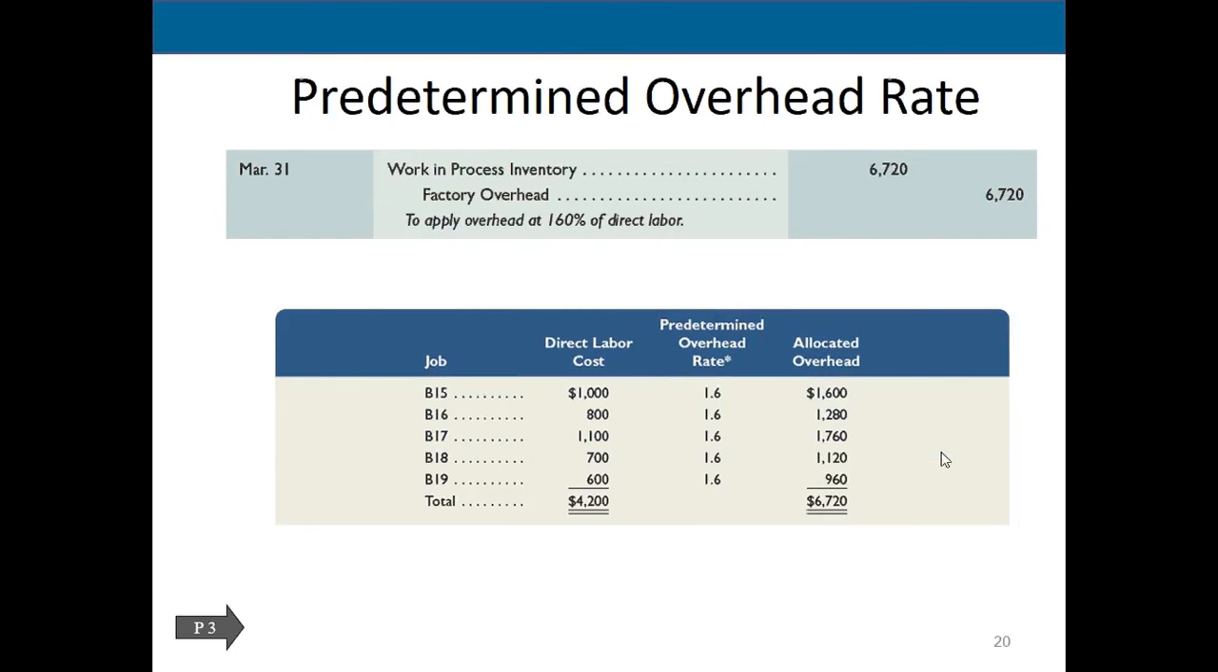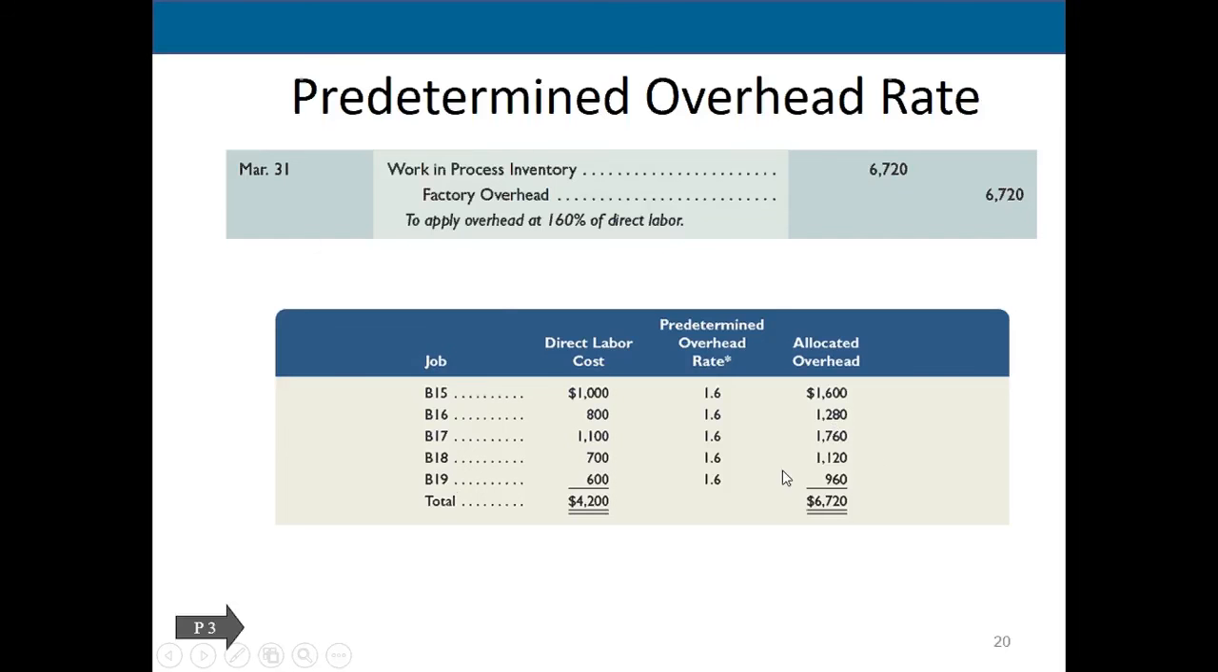What do we do in accounting? Well, when we see what all of the direct labor cost is for each job, we just multiply it by the predetermined overhead rate. Makes it nice and simple, right? Because we've just got this standard rate. So if B15 had direct labor cost of $1,000, we multiply that by 1.6 and we just go ahead and push $1,600 into job B15. $800 for B16 times 1.6, we push $1,280 out of factory overhead and into work in process inventory.